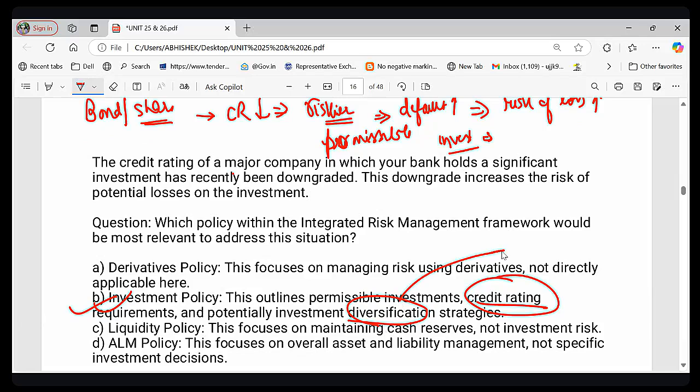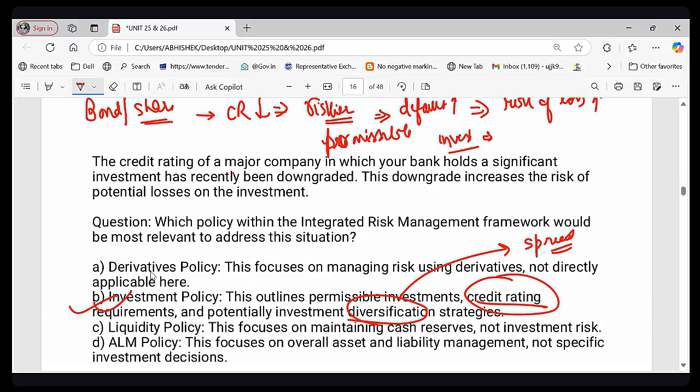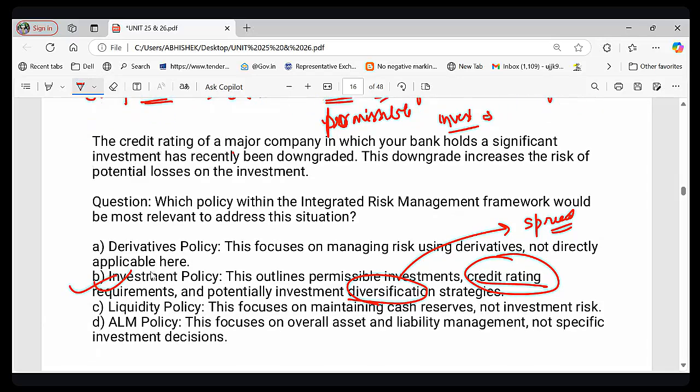आपको पता है ना, डाइवर्सिफिकेशन हम लोग क्यों करते हैं? ताकि हम रिस्क को स्प्रेड कर सकें. And it also includes the rules for handling downgraded investments. That is why option B is the correct answer. Let's look at the other options also. बाकी option को भी देख लेते हैं.